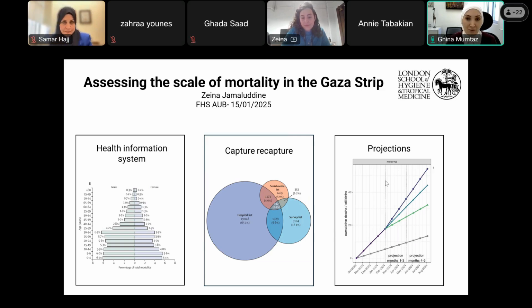Zeina Jamaluddine is an assistant professor at the London School of Hygiene and Tropical Medicine, where she earned her PhD in epidemiology just recently. She led the establishment of a birth cohort of nearly 1 million Palestinian refugees by linking electronic health and education records across 5 settings. This cohort enabled her to study long-term health trajectories and outcomes among this vulnerable population. Her research encompasses mortality estimation, nutritional assessment, and food security analysis in conflict zones. Dr. Jamaluddine, the floor is yours.